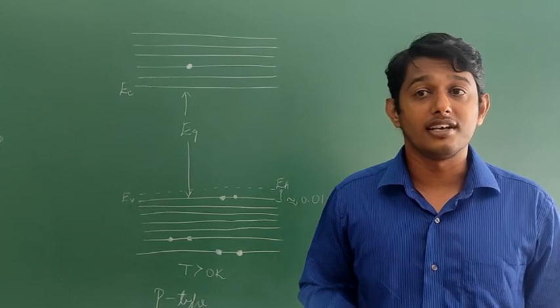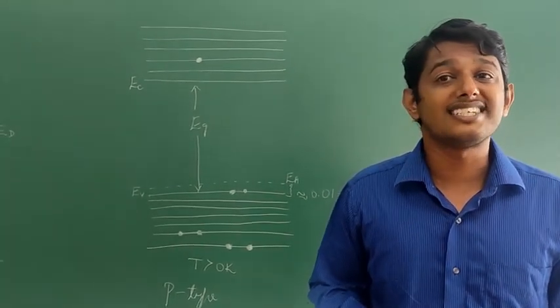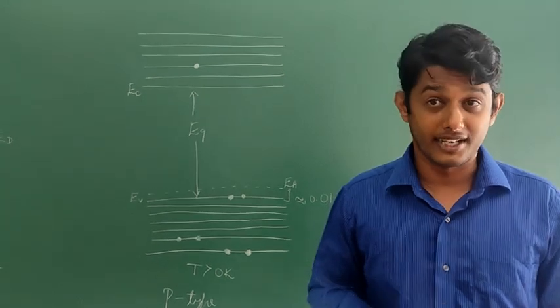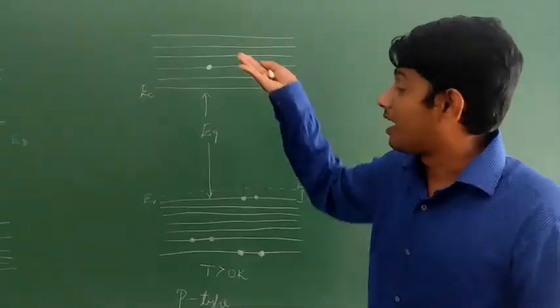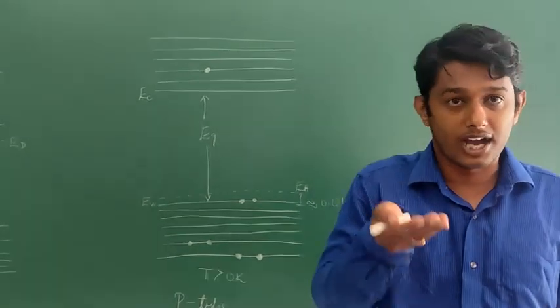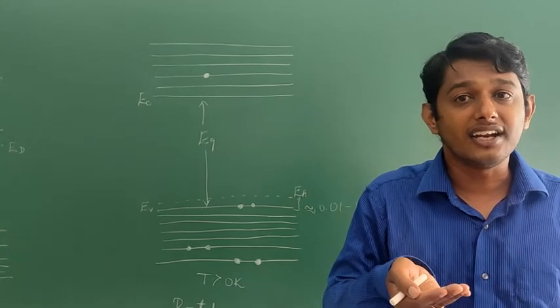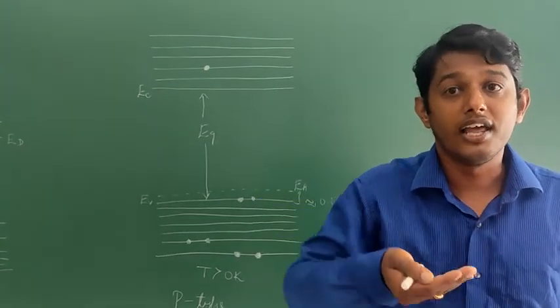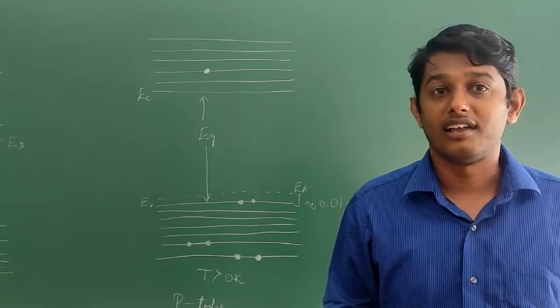Electrons rise up and holes fall down when they gain external energy. Electrons will rise up, and the holes will sink down, that means the holes will come down when they gain external energy.